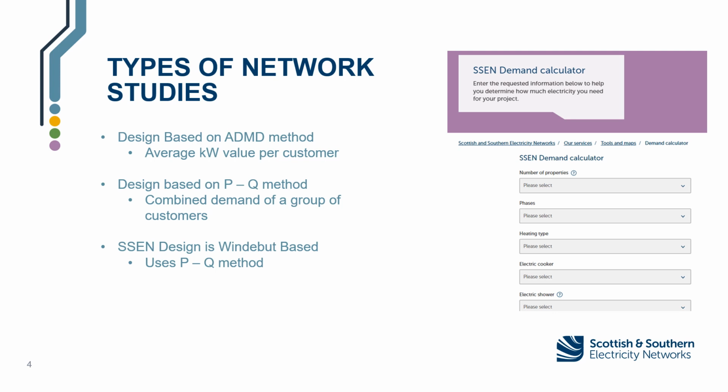SSEN's preference was to use the PQ method, and the reason is the modelling software that we use at the moment, called WinDebut, uses the PQ method in the background. Thus, we use the PQ method for calculating our demand calculator so that it matches our network models.